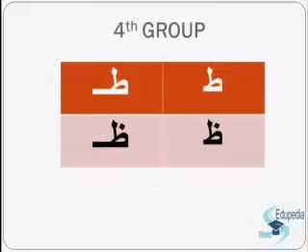The next group. Fourth group. In the fourth group, we have Ta and Tha. Both already have a straight line ending, so they are ready to join any other letter from the left side with no changes. So here, this is the shape of Ta and Tha at the beginning and in the middle plus at the end. So there will be no change in the shape of Ta either at the beginning, in the middle, or at the end of any word.